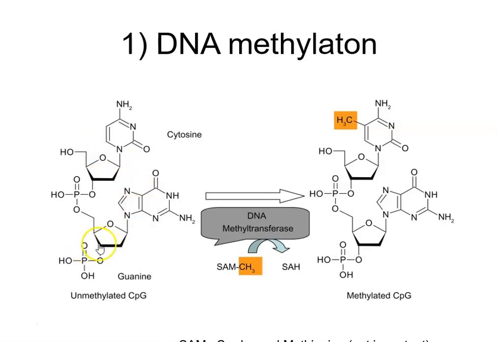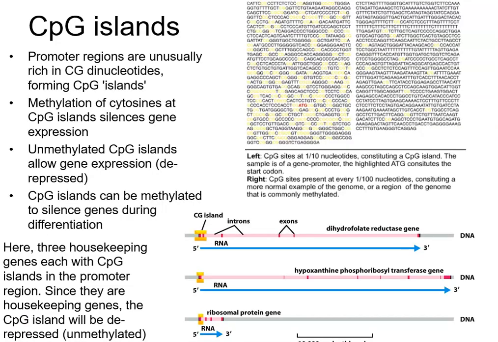Now what's really important is that these cytosines are always next to a guanine. So this is a C, this is a phosphodiester bond, this is a G. So this is called a CpG island. So it goes C, phosphodiester bond, G. So this is an unmethylated CpG island. This is a methylated CpG island. Now these CpG islands are absolutely crucial for controlling transcription. And so CpG islands are found within the promoter regions of genes, and they are particularly rich in CG dinucleotides.